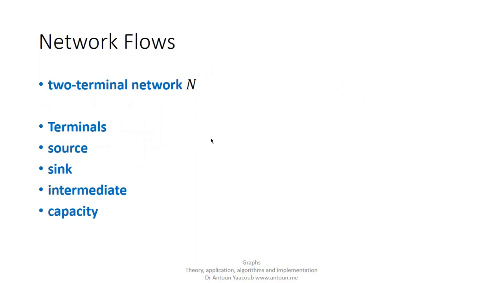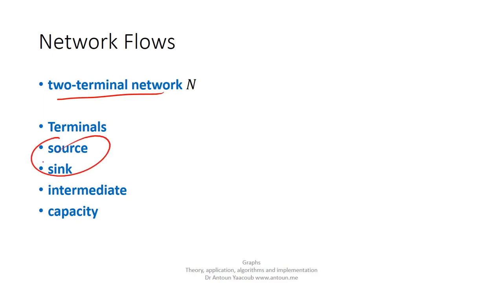So we already know what a network is. We have vertices, we have edges, and we have weights assigned to those edges. A two-terminal network is a network that has two special terminals. We already talked about the source and the sink.